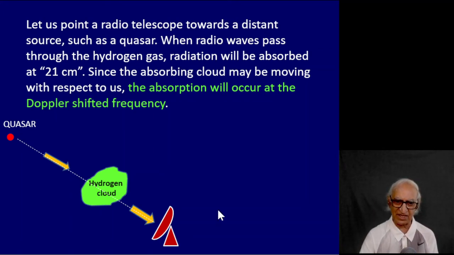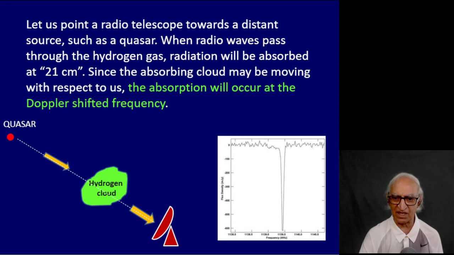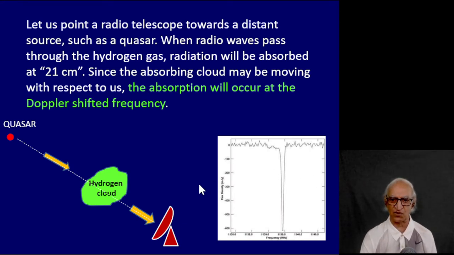Therefore, the radiation from the quasar at that frequency that is received by our radio telescope will be slightly less. It will be slightly less at what frequency? Well, there is no guarantee that the hydrogen atom which absorbs the radiation is stationary. So the absorption will occur at the Doppler shifted frequency, just as the emission occurs at the Doppler shifted frequency. So what you see here in this beautiful data that I have shown is the absorption of the 21 centimeter radiation by the hyperfine level of the hydrogen atom in the interstellar space.